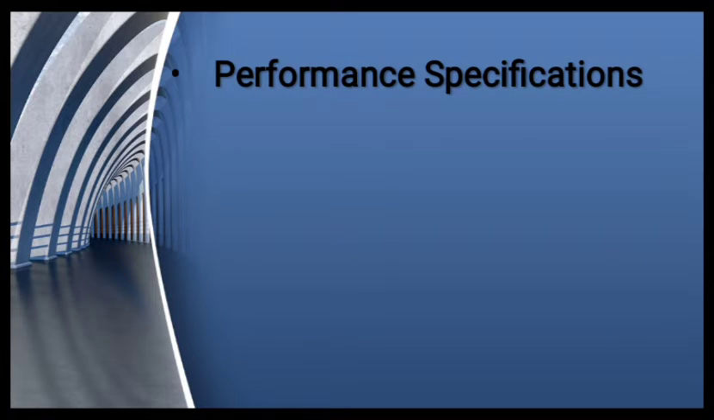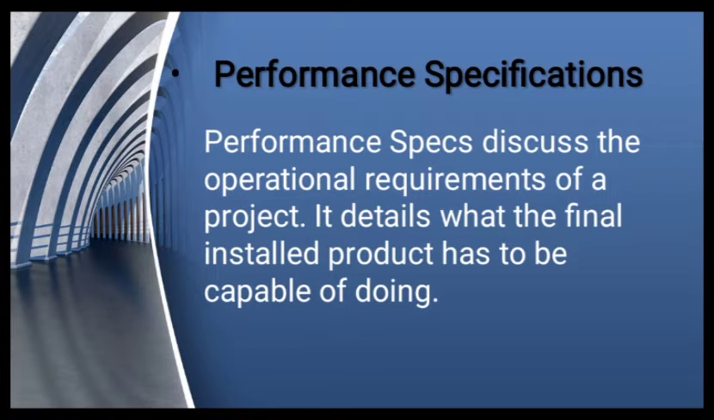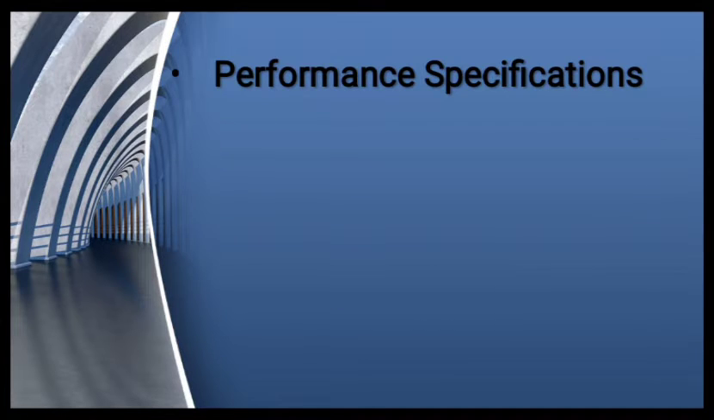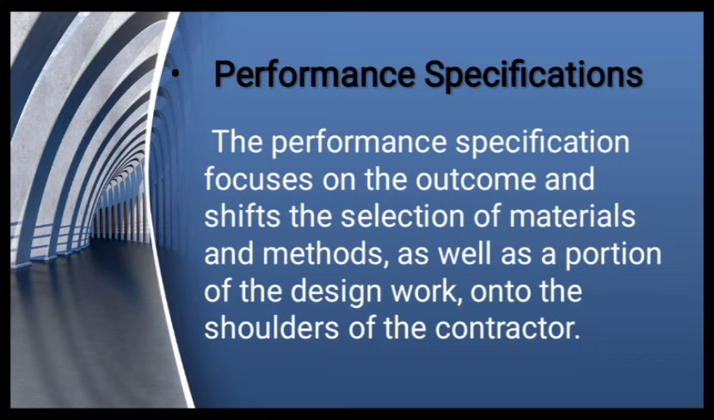Next is the performance specifications. So, performance specs discuss the operational requirements of a project and detail what the final installed product has to be capable of doing. The performance specification focuses on the outcome and shifts the selection of materials and methods, as well as a portion of the design work, onto the shoulders of the contractors.